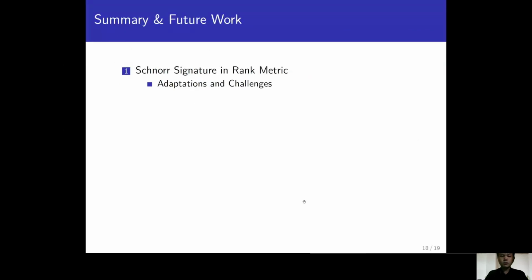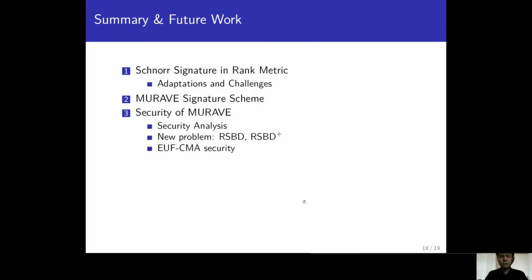So I'm going to conclude the presentation. I've talked about some adaptations and challenges of Schnorr signatures in rank metric, and I've described the MURAVE signature scheme, and also talked about its security by defining some new problems, under which assumptions we have achieved EUF-CMA security. Finally, we have compared the parameters and implementations with other signature schemes.